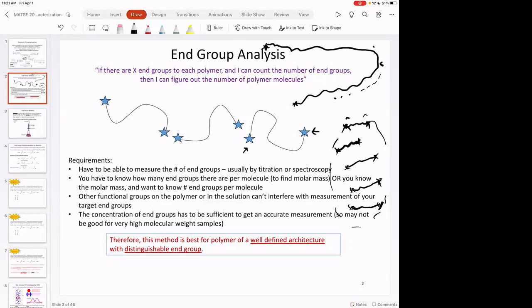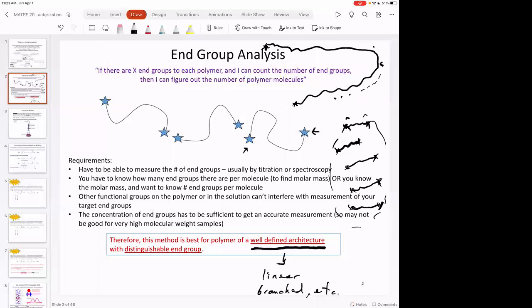So you can figure that out from end group analysis. There are some requirements. You need to have a well-defined architecture: linear, branched, etc. But you need to know that. You need to know that there are 3 end groups per molecule, or 2 end groups per molecule. Of course, a linear polymer is going to have 2 end groups, right? But you need to know that. You can't figure it out because you could have one giant molecule with a bunch of branches. And if you don't know it's branched, you're going to get the wrong answer.